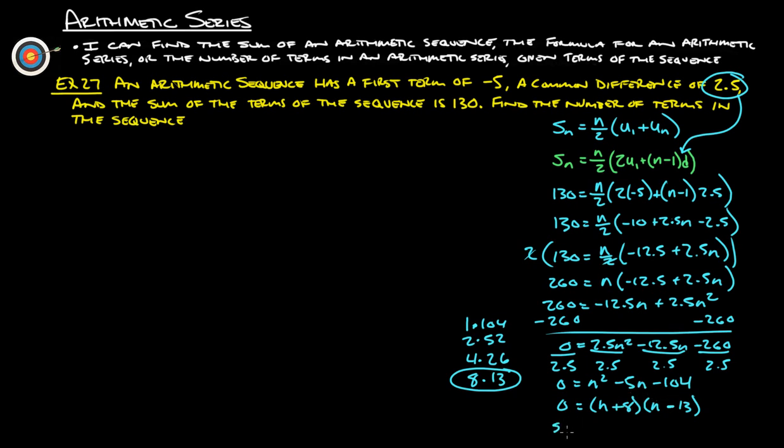So that means n has to equal negative 8, because negative 8 plus 8 is 0, or positive 13, because 13 minus 13 is 0. Now, negative 8 terms does not make sense, so that means there have to be 13 total terms in the sequence. Okay? All right. We made it through.